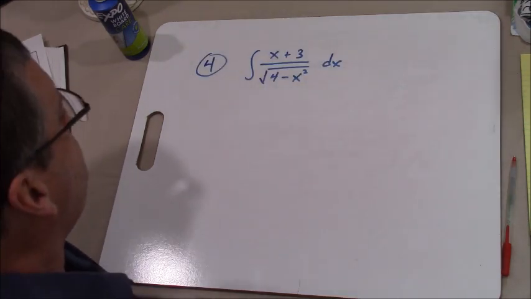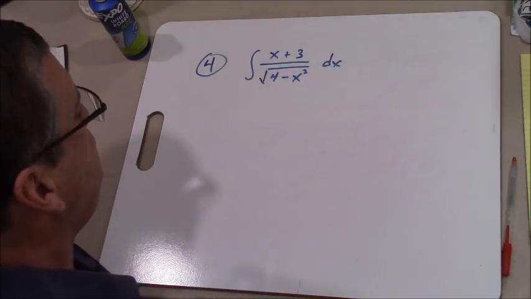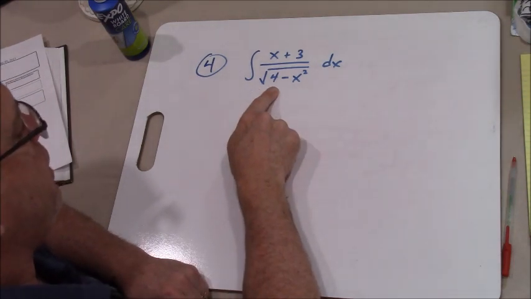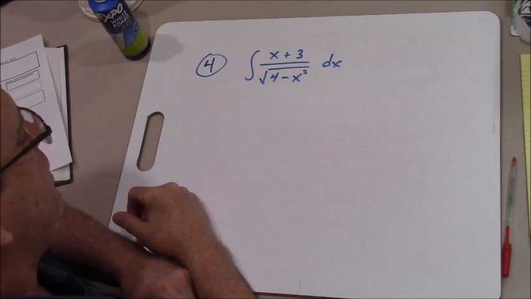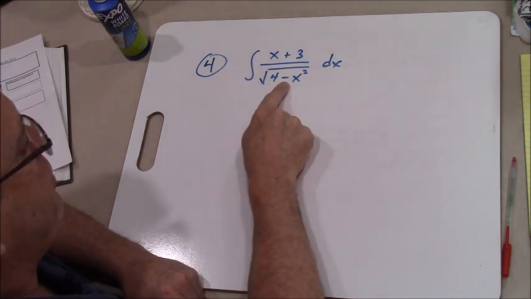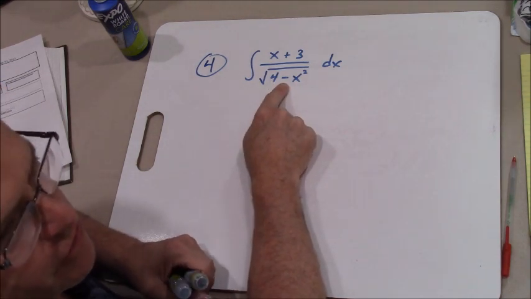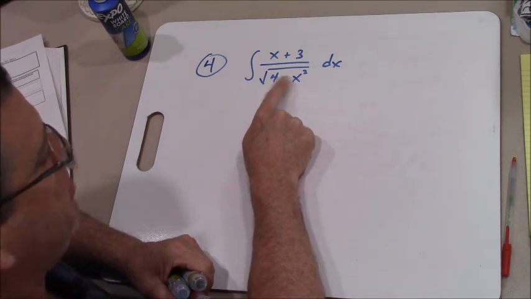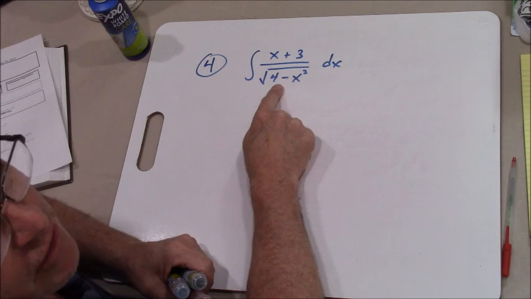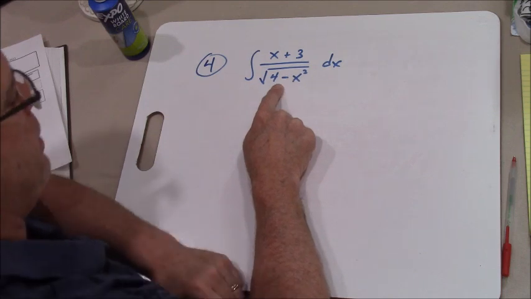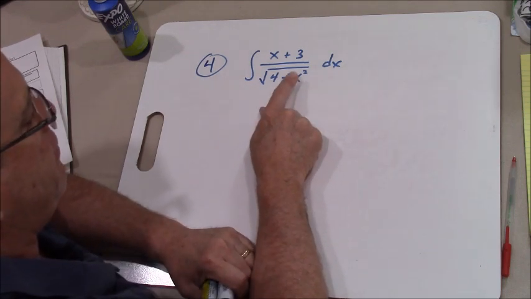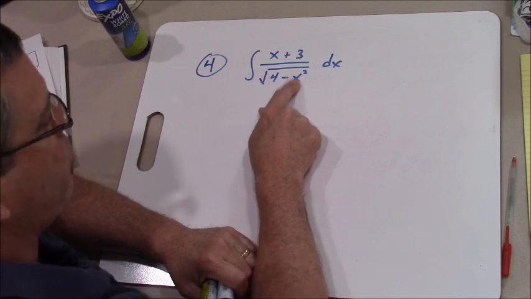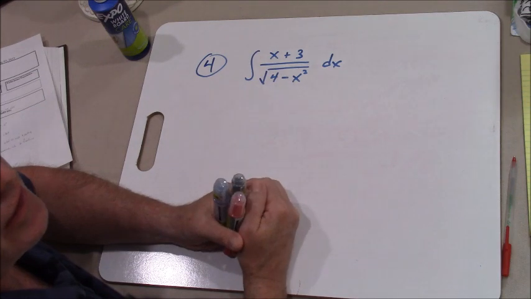All right, so here's the next one. Got the integral of x plus 3 over the square root of 4 minus x squared dx. And so the moment I see a square root in the denominator, I'm thinking of those inverse trig functions. I'm subtracting the variable part, so that makes me think arcsine. But when I look at this, I need to have u prime. So if u equals x, I need to have the derivative of that, which is just 1, in the numerator. And I don't have that.